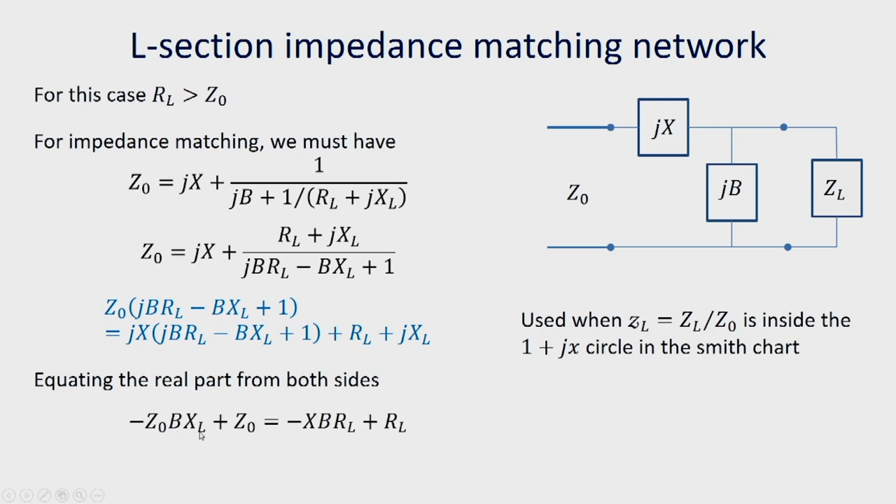So, we will have minus Z naught B XL plus Z naught. This will give another real term, so minus X B RL, and then these two terms will be imaginary. So, minus X B RL plus RL, and rearranging the terms we can write B X RL minus Z naught XL is equal to RL minus Z naught. So, this is the equation we get after equating the real part only.